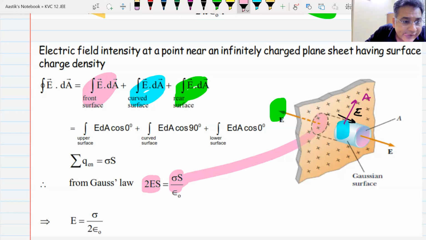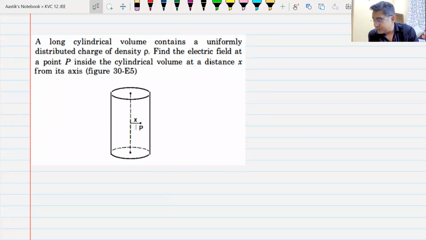Sir. And this is a question taken from your favorite book, S.C. Verma. This is the question that I gave you, that hole inside that cylinder. A long cylindrical volume contains a uniformly distributed charge of density rho. Find the electric field at a point P inside.